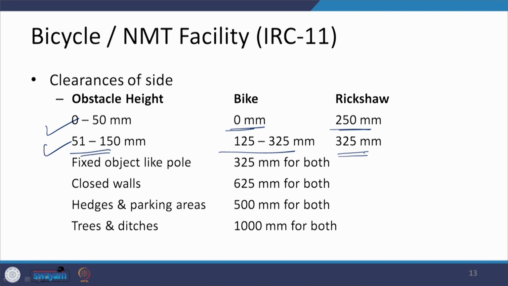There are possibilities that different features are being provided on the side of the cycle track. Say there is a pole, a wall on the side, a parking area, hedges, trees or ditches. In all of these cases, the clearances are going to vary, and these clearances have been defined for both the bicycles as well as for the cycle rickshaws. It is minimum 325 and can be as high as 1000 mm in the case of ditches, side drains or trees.